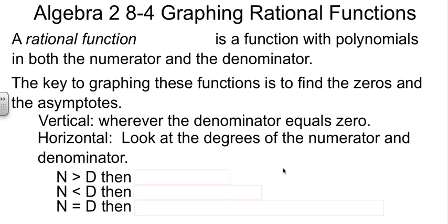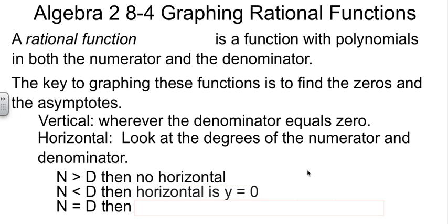you have to look at the degrees of the numerator and the denominator. You have to look at the highest power that each one has. If the numerator's high power is greater than the denominator's high power, then there's not a horizontal asymptote. If the highest power you have is on top, you don't have a horizontal asymptote. If the highest power is on bottom, if the numerator's power is less than the denominator, then the asymptote is y is equal to 0.